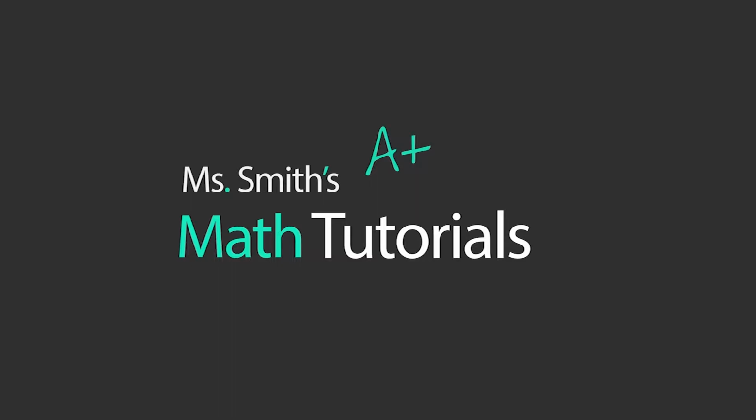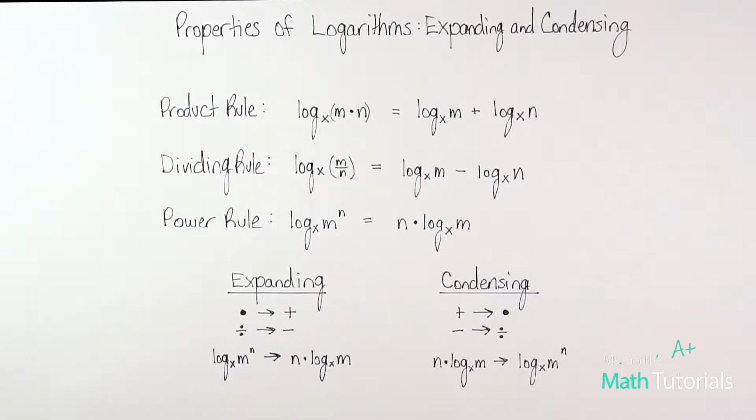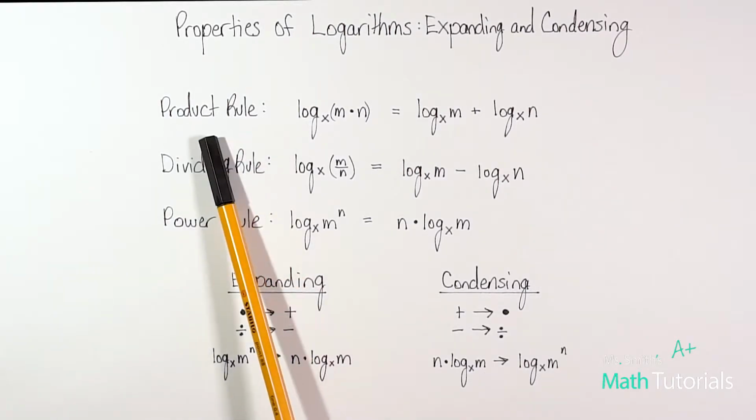I'm Miss Smith. In this video, we're going to talk about properties of logarithms, and specifically, we're going to be talking about expanding and condensing. So there are 3 rules we need to cover before we start really talking about examples. The first rule is called the product rule.